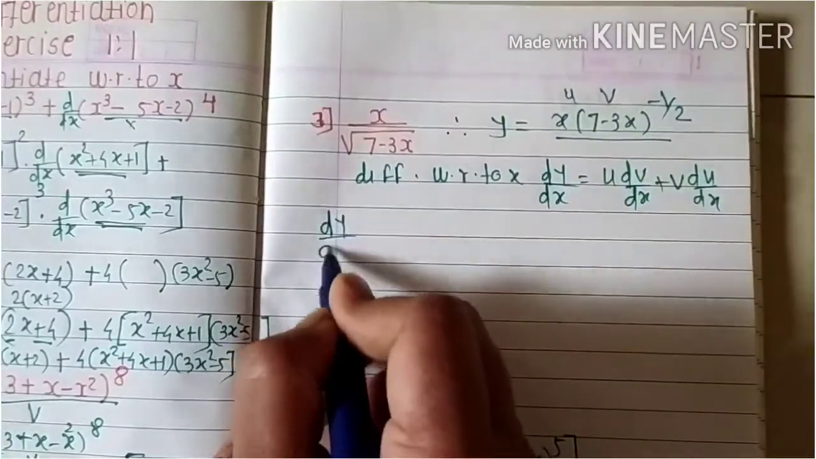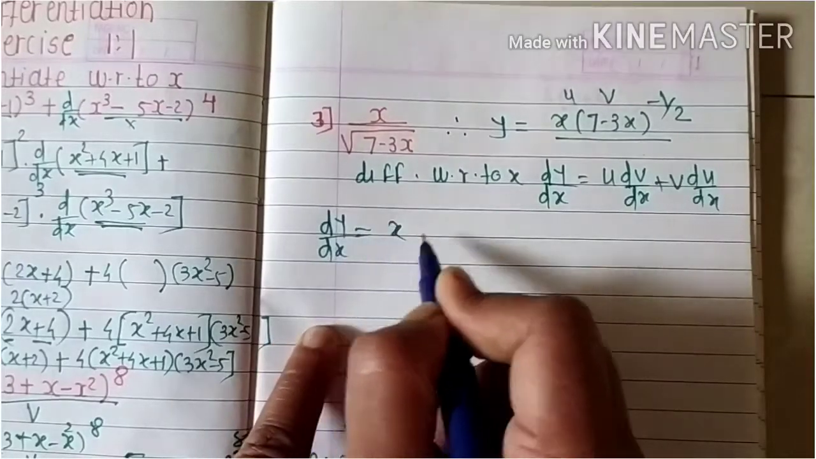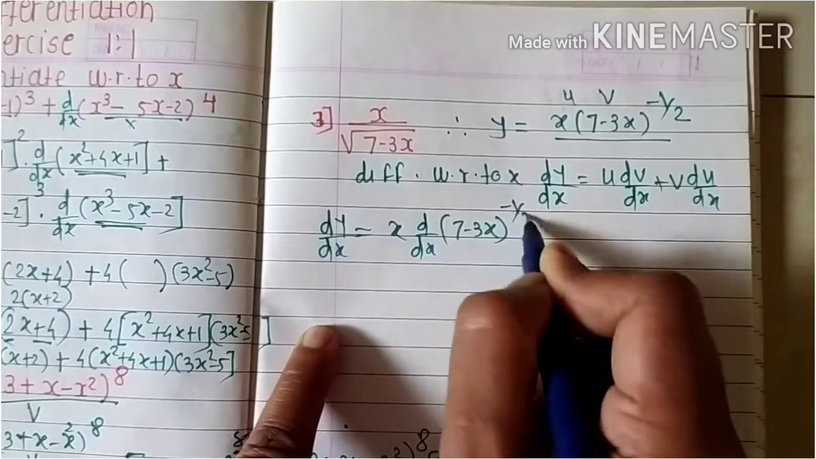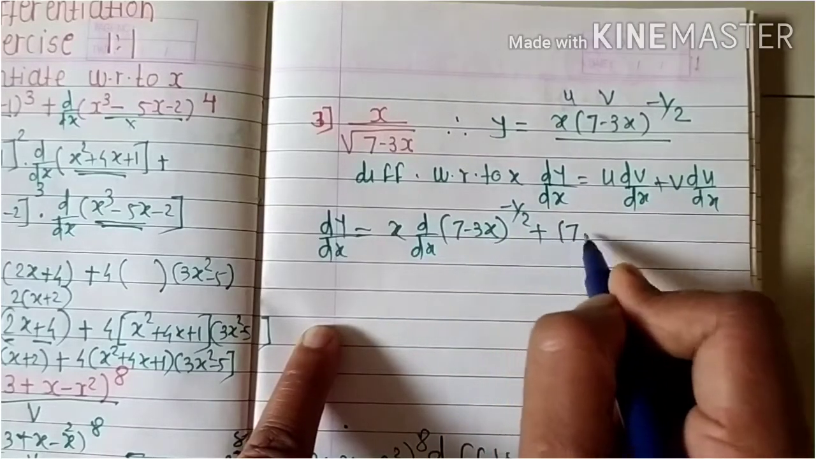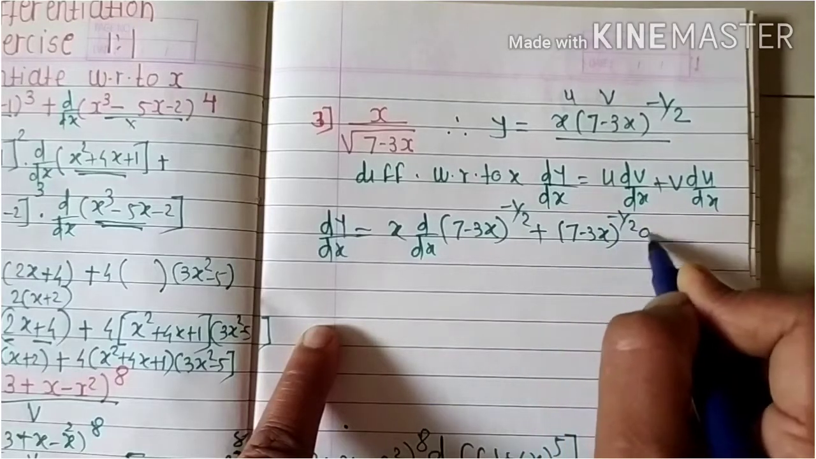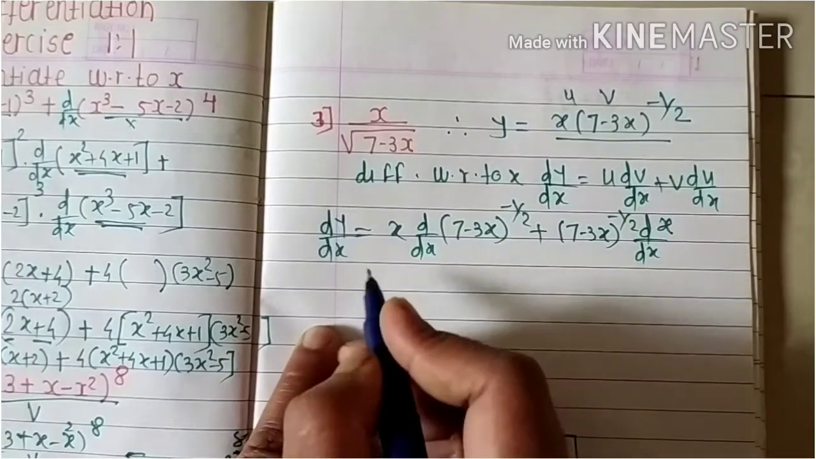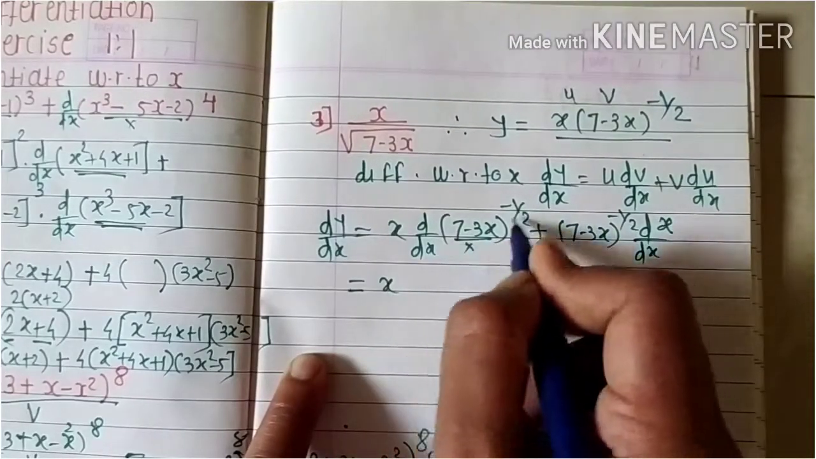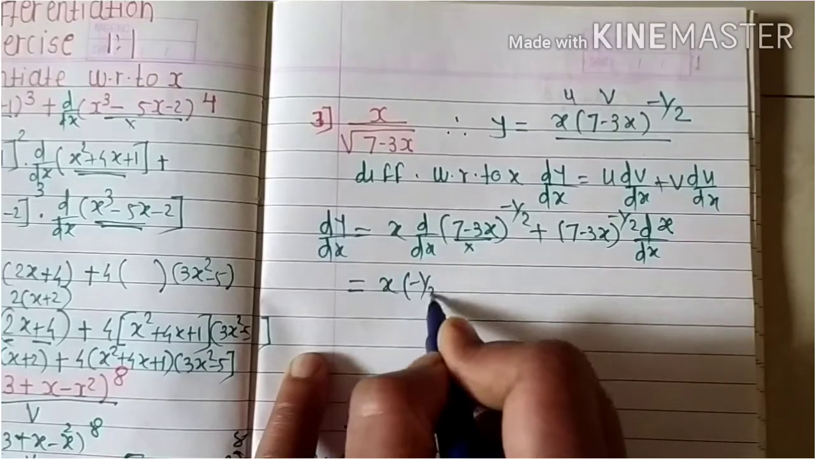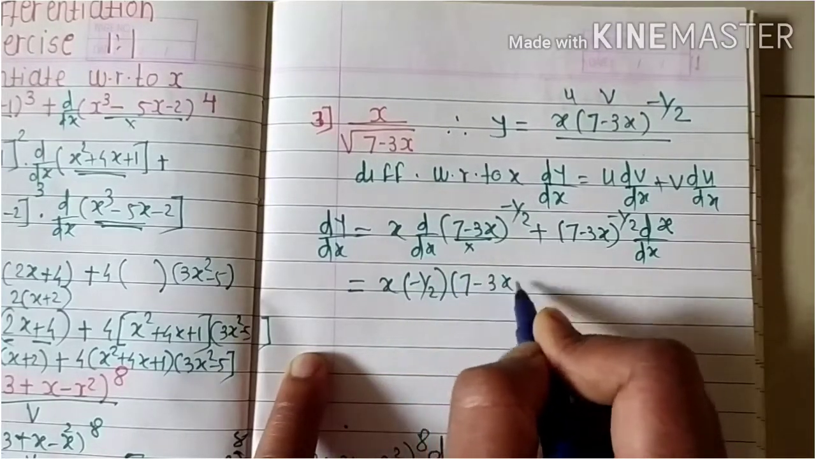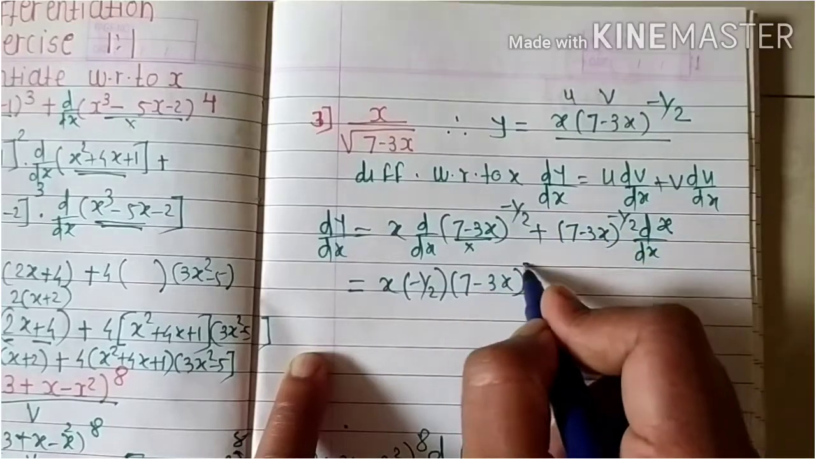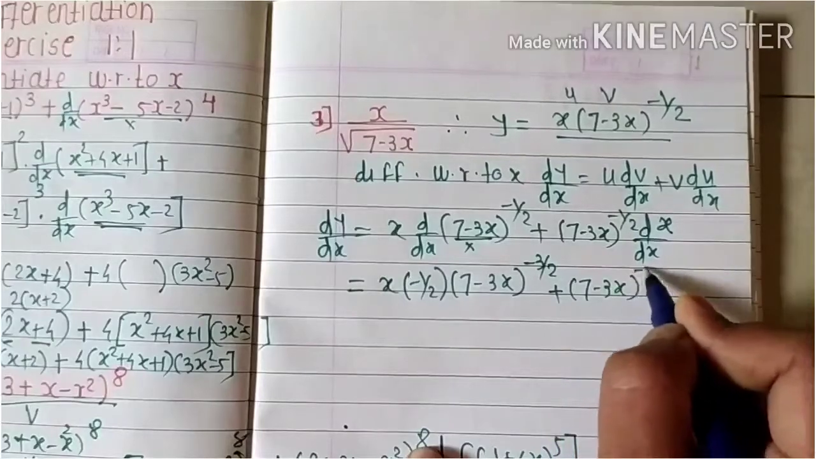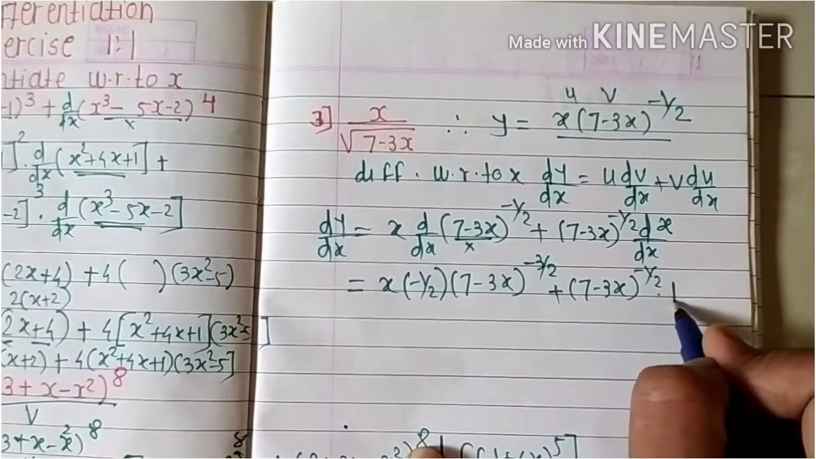Then dy/dx is equal to x into the derivative of v, that is d/dx of (7 - 3x) raised to minus 1 by 2, plus v is constant, that is (7 - 3x) raised to minus 1 by 2 constant into d/dx of x. Therefore, this is equal to, of the form xⁿ, n into x raised to n - 1, that is minus 1 by 2 (7 - 3x) raised to minus 1 by 2 minus 1, that is minus 3 by 2, plus this (7 - 3x) raised to minus 1 by 2 constant, and the derivative of x is 1.